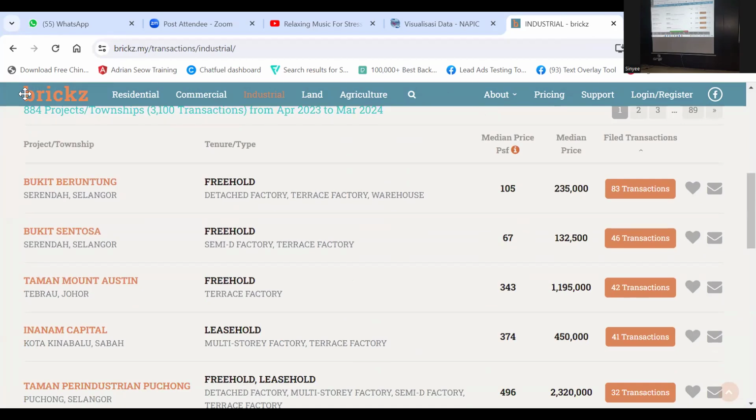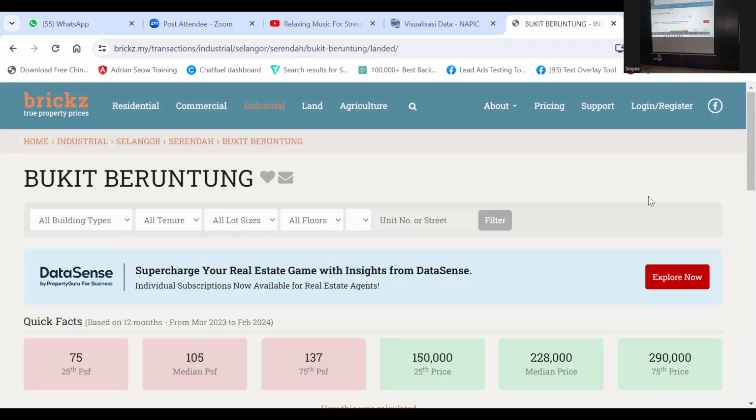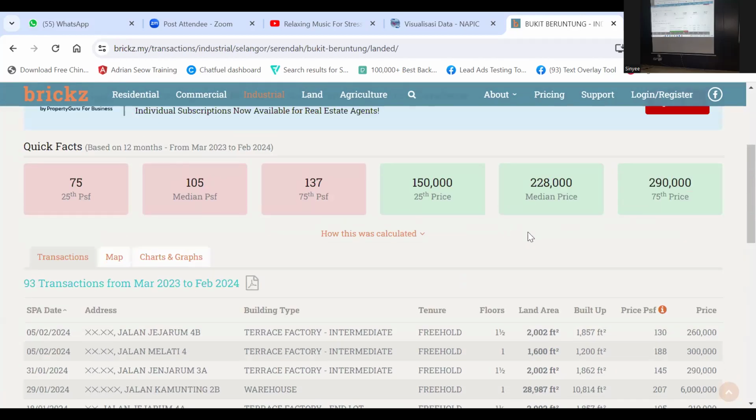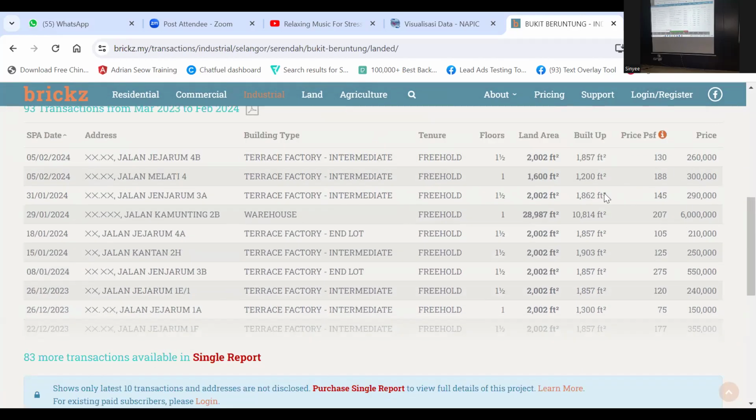So for Selangor area, right now, the most transaction is in Bandar Bukit Beruntung. Beruntung is mostly Terrace Factory. Why is Beruntung so hot now? Because it's very cheap. One Terrace Factory is 100,000, 80,000, 200,000. Let's click here. 83 transactions recorded. You can see mostly selling at 260,000, 300,000, 200,000, 150,000. Yeah, cheap properties have higher transaction volume.